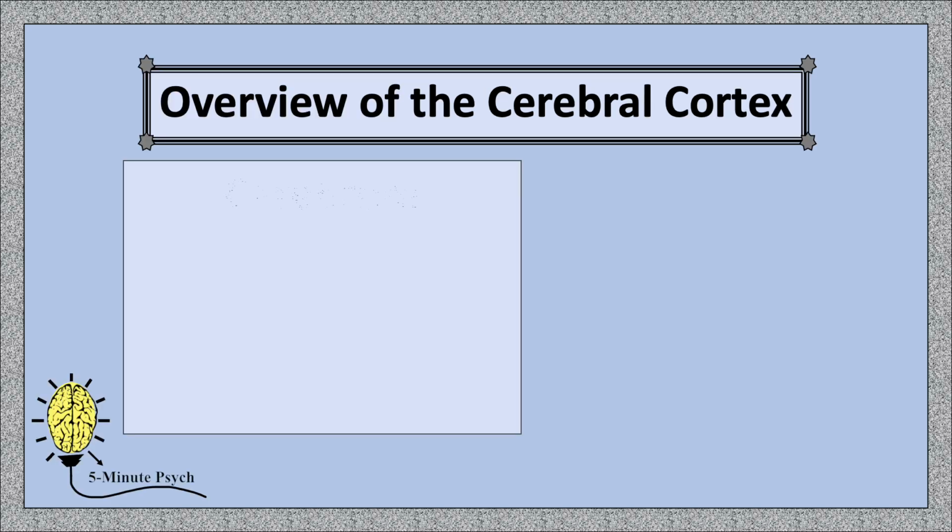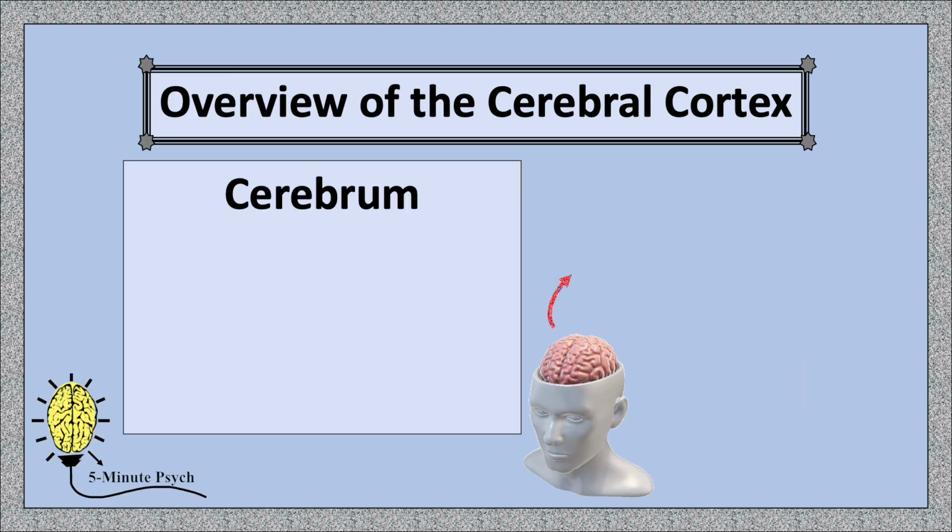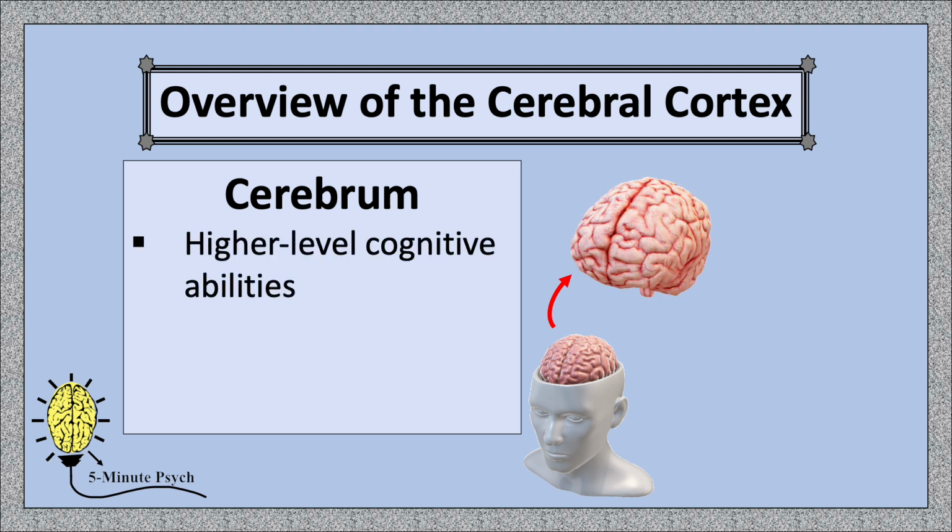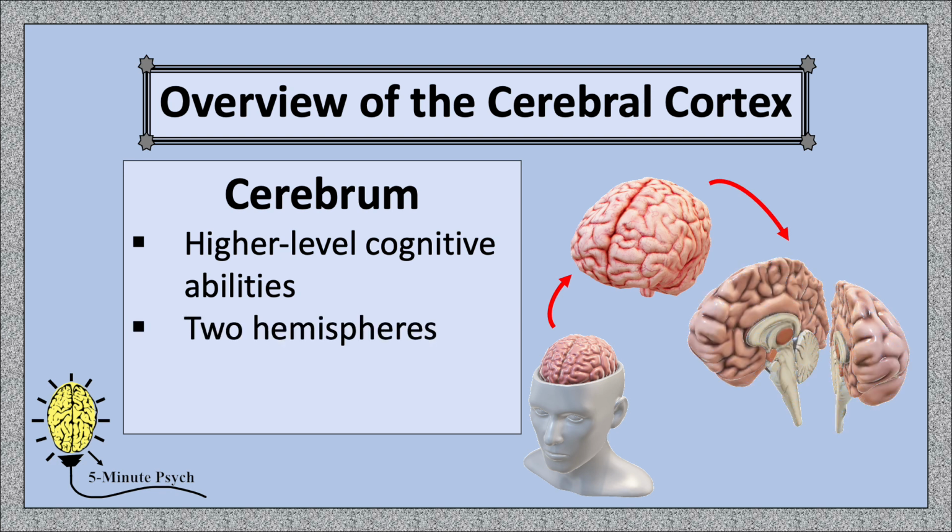The cerebrum is the largest area of the brain, responsible for higher-level mental activities like learning, thinking, and memory. The cerebrum is divided into 2 roughly equal halves called hemispheres that are very connected to each other through a thick band of white matter pathways called the corpus callosum.